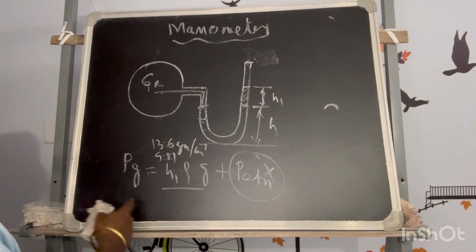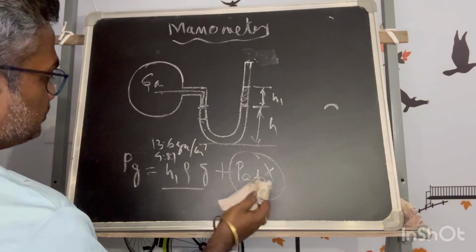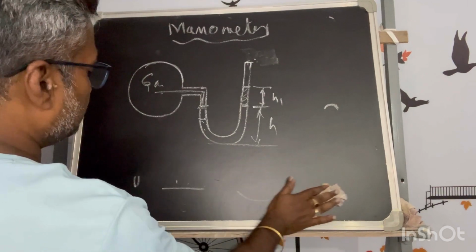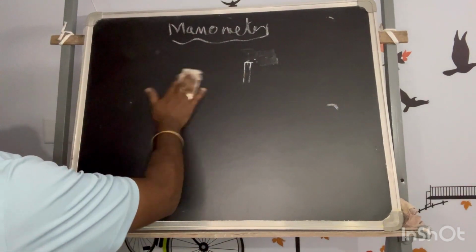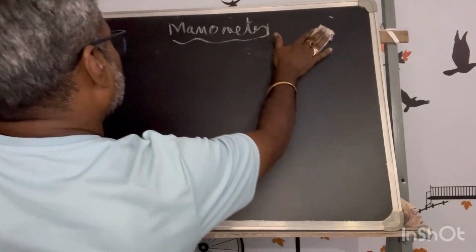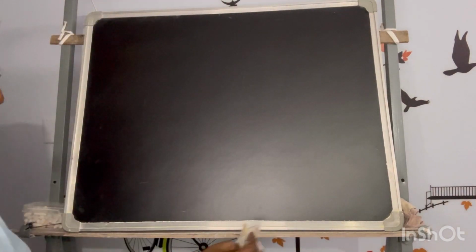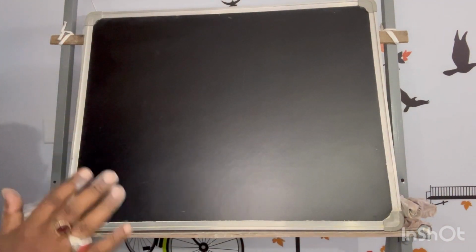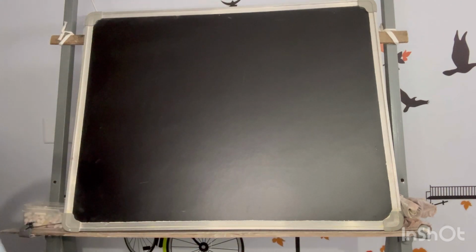This is the procedure by which you can get the gas pressure. In any industry, you might get this kind of manometer installed in the system, and there are two columns, and by seeing the difference in the liquid column, you will get the exact pressure in the system that is flowing. So this is manometer done.